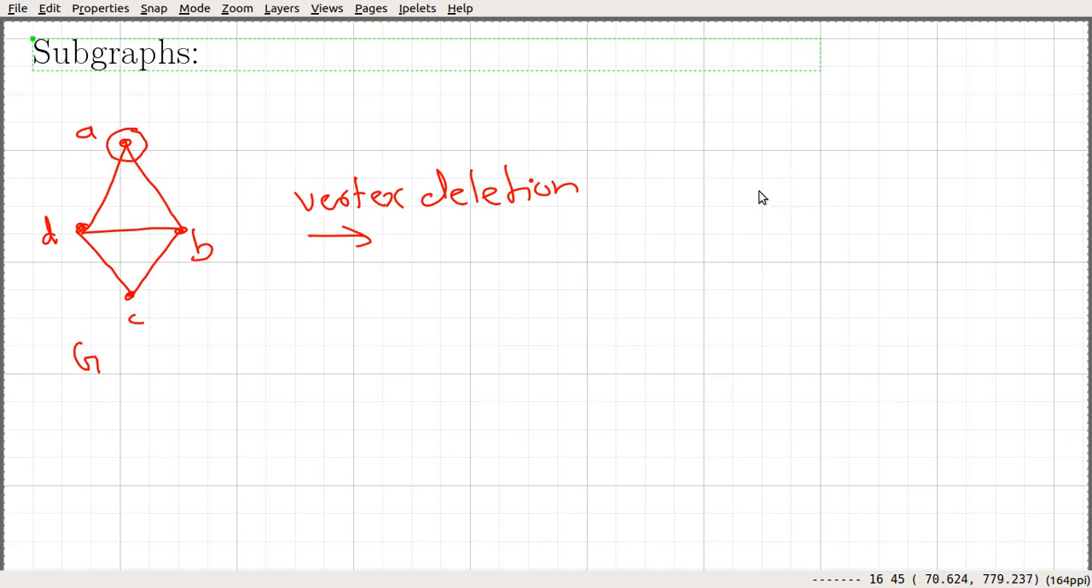So in vertex deletion, we delete that vertex. We will be left with these 3 vertices D, B, C. We delete that particular vertex and all the edges that are incident on that vertex, so we delete these 2 edges. The resultant graph will be something like this.